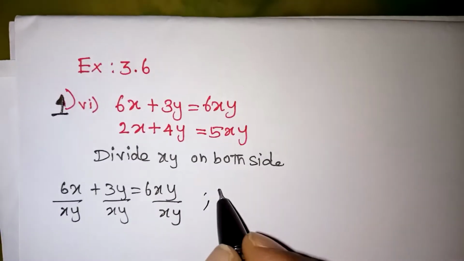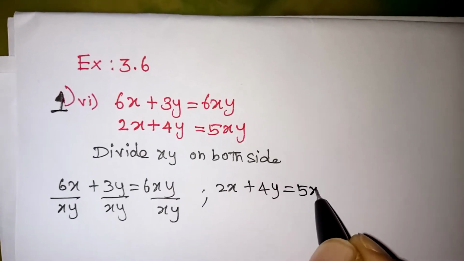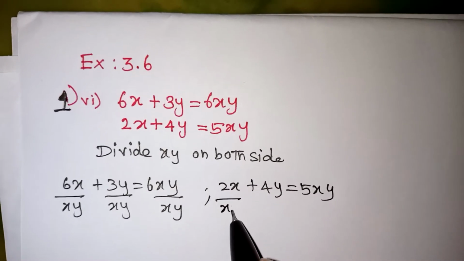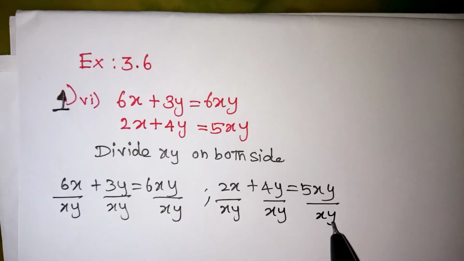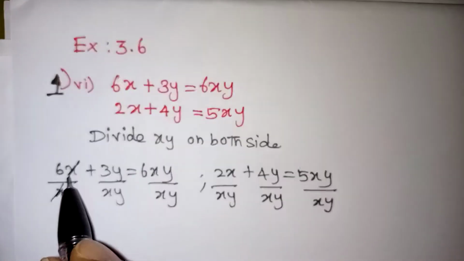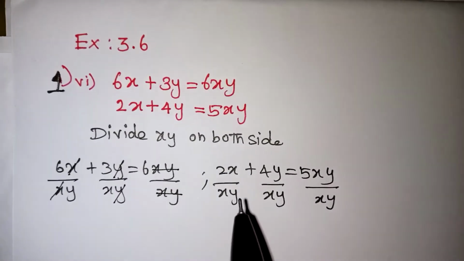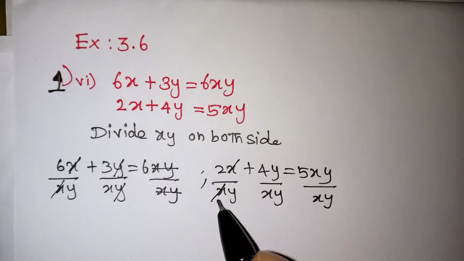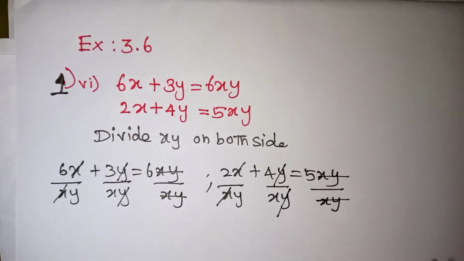Same way for the second equation also. 2x plus 4y is equal to 5xy is my equation. So divided by xy on every term. Now x and x term will get cancelled, y and y term will get cancelled. Here xy and xy will get cancelled. Here x is getting cancelled, y getting cancelled. Here xy and xy itself will get cancelled.